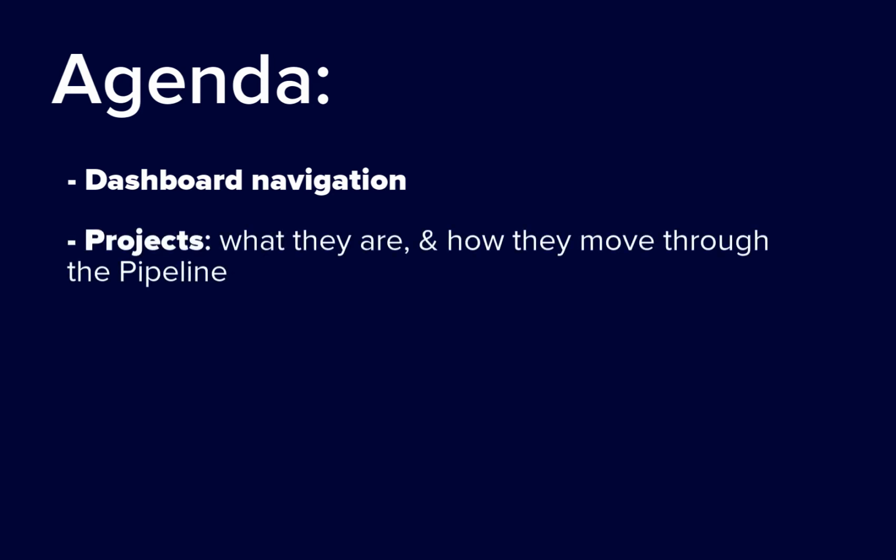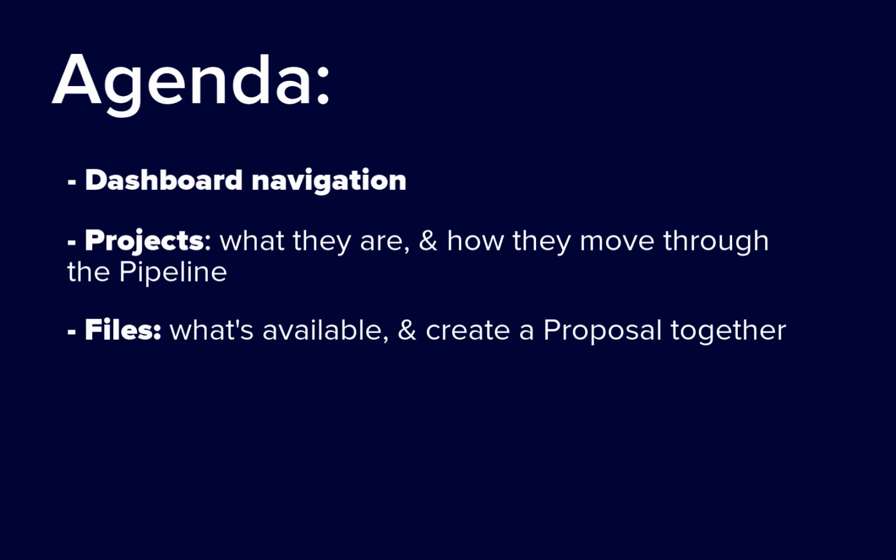We will then talk about projects in HoneyBook, what they are, and how they move through what we call our project pipeline. We will, of course, also look at files in HoneyBook. Those are the kinds of documents that you're able to send to your clients through the platform. So we'll look at what kind of files are available to you to send, and then we'll actually go through creating a proposal together. Now, a proposal, in case you're unfamiliar, is basically just a combination of an invoice and a contract into one file. So you're going to get kind of a nice 3-for-1 tutorial as we go through creating a proposal together.